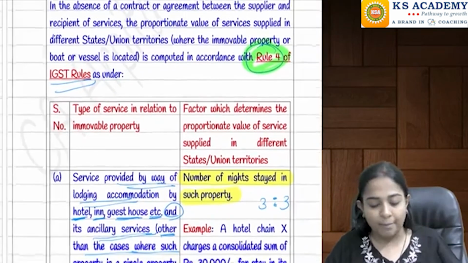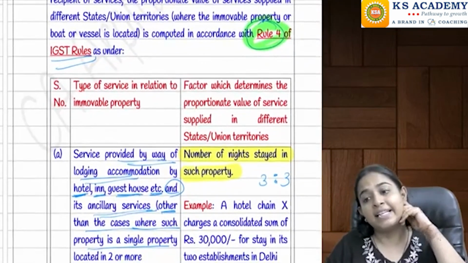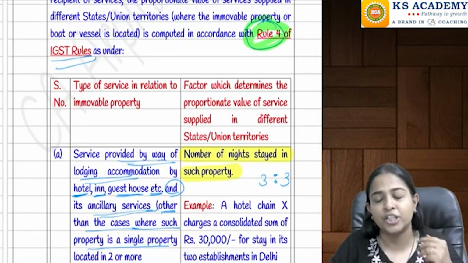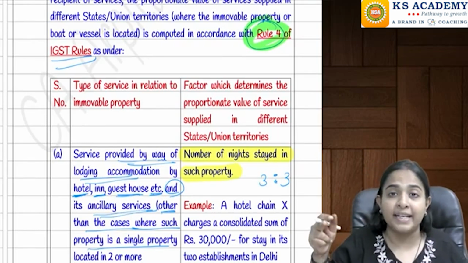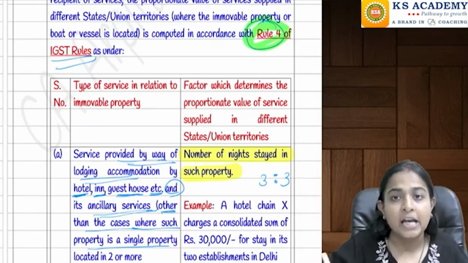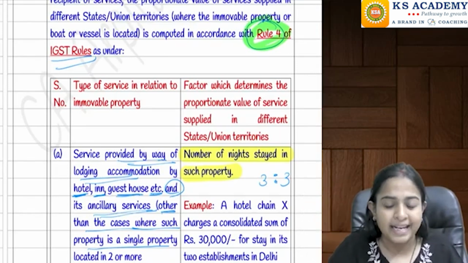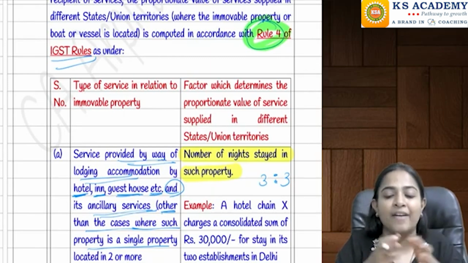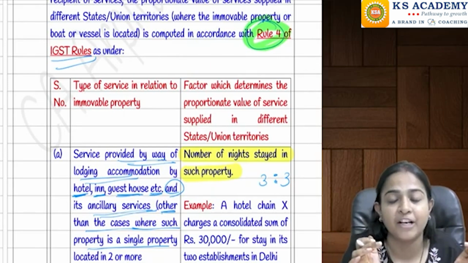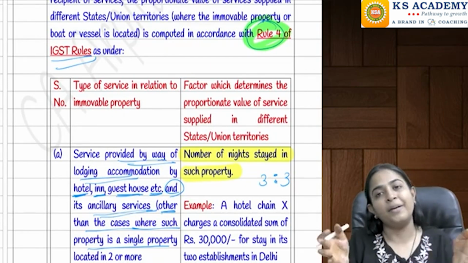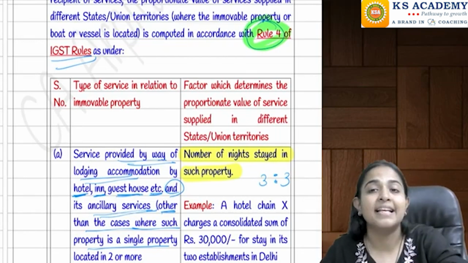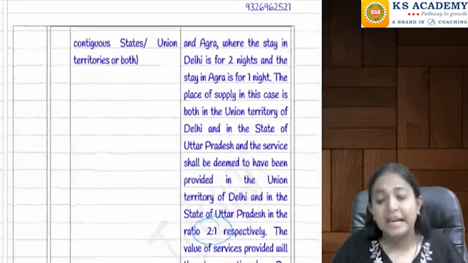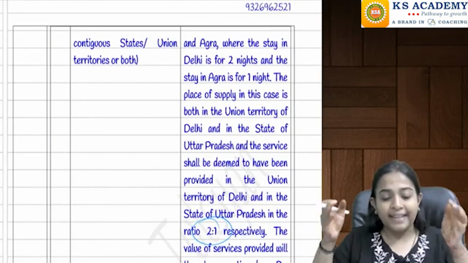Now what does rule number 4 tell us? Let's say there is a particular service provider who is providing me the service of lodging accommodation in 2 properties which are situated in 2 different states. Taj Mumbai, Taj Jaipur, for example. Then if nothing is specified in the agreement, and that person has charged a consolidated figure from me, this consolidated amount will be divided on the basis of the number of nights stayed in these 2 properties.